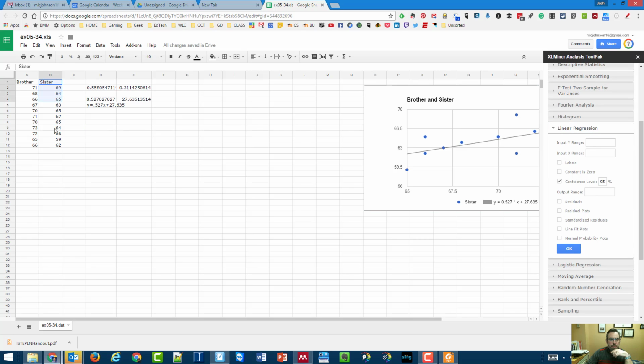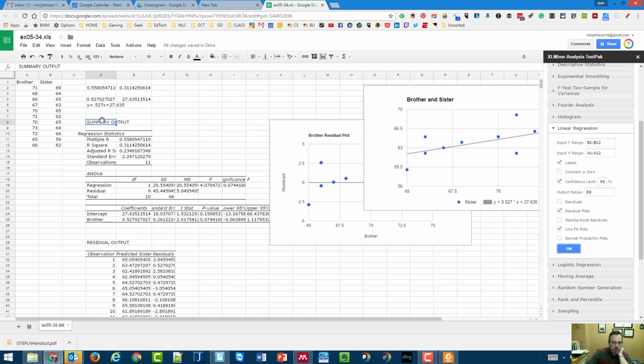So I need my data for y, highlight it and click. I need my data for x, highlight it and click. I did put labels in there because I included the first row, so I'm going to click the labels. I don't usually touch any of this stuff, but I'm going to put the output range right here. And I'm actually going to do a line fit plot and a residual plot, and we'll talk about the residual plot in a later video.